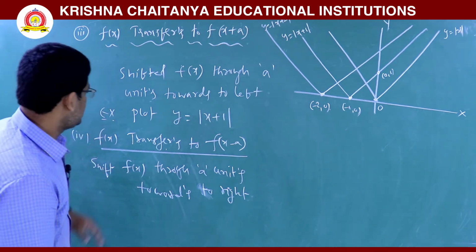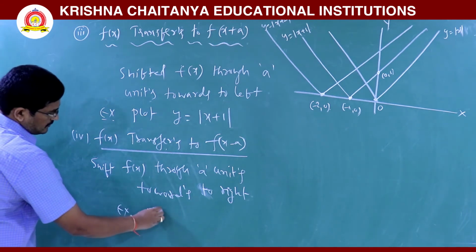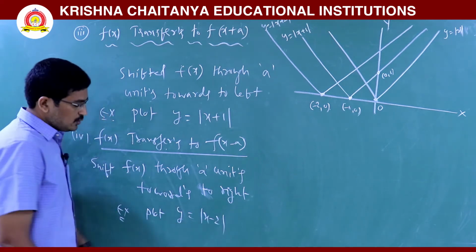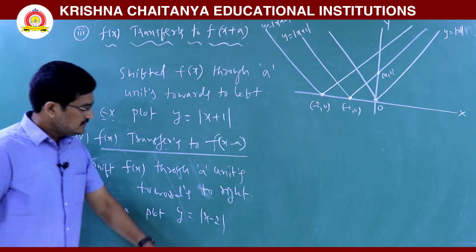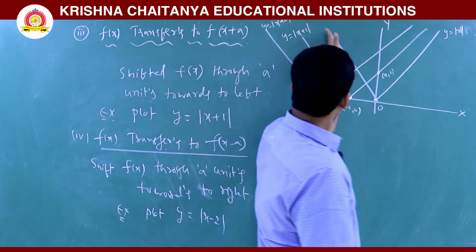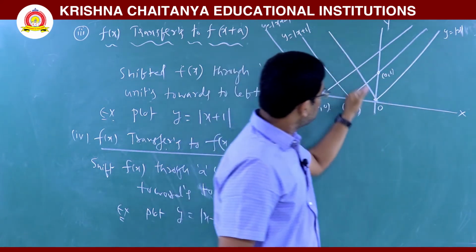Suppose let me plot one more curve here. Let me plot the curve y is equals to mod of x minus 2. To get the mod of x minus 2 curve, first you have to draw the mod x curve. Just draw the mod x curve like this. Next you have to shift this curve.